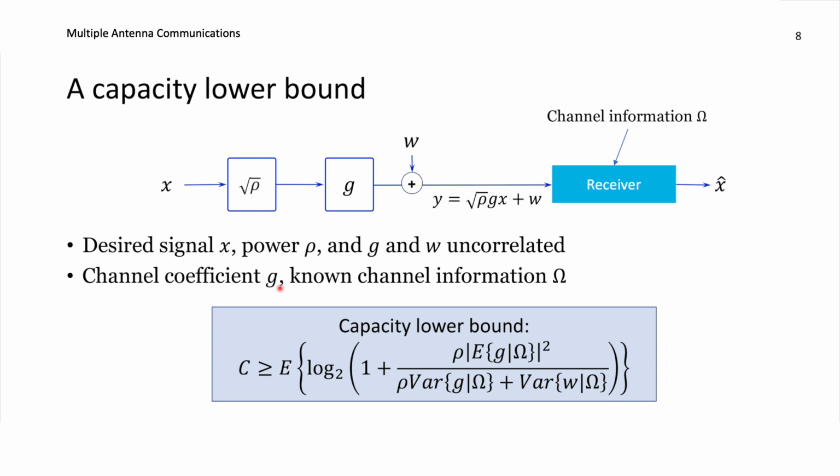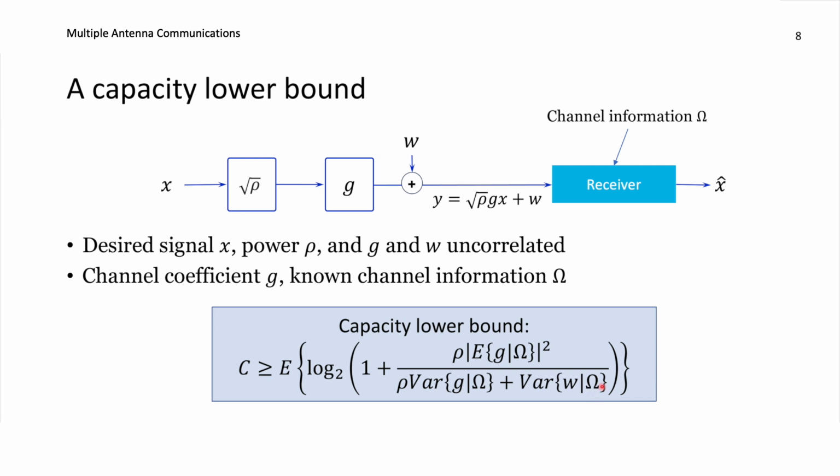And here is one typical result that you can find in the book Fundamentals of Massive MIMO. So it contains a log 2 of 1 plus a signal to interference and noise ratio term. So what it contains here is the power rho. Then we have an absolute value square of the channel, but it's not the actual channel G, but it is our estimate of G given the channel information that we have, omega. Then we divide by rho times the variance of G given omega. So this is our uncertainty around this estimate of G given omega. And then we have the variance of the noise given what we know about the channel.